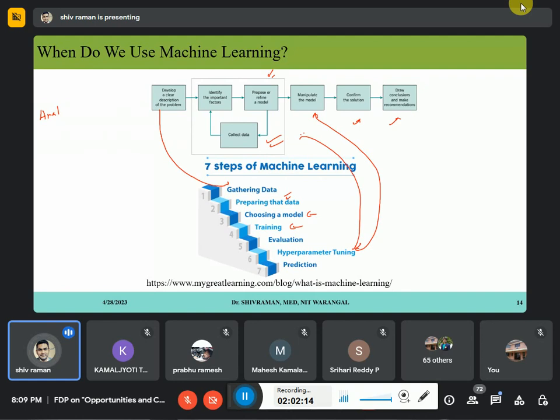and finally, I will deploy. Moreover, this machine learning approach is similar to the conventional engineering design approach. If you are thorough about the engineering design approach, there is no problem in applying the machine learning approach, because the coding and all you can learn with due course of time.